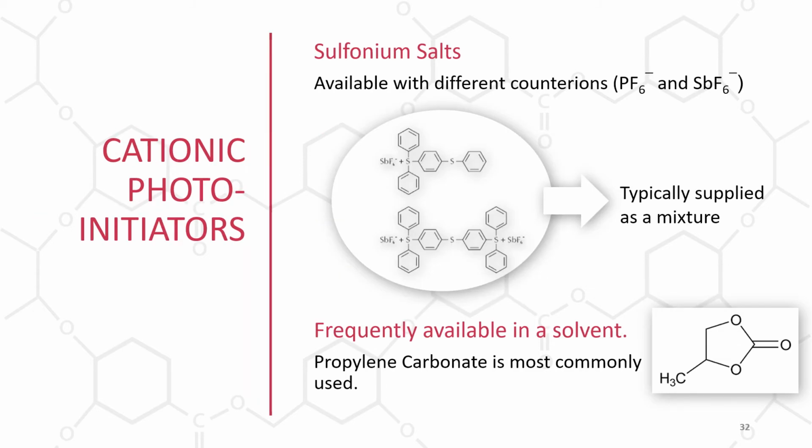Finally, let's take a look at what cationic photoinitiators are most commonly used in cationic curing. Likely the most common photoinitiators are sulfonium salts. These are available with different counter ions, either PF6 or SbF6, and they're typically supplied as a mixture. And you can see here at the center of the slide what we mean by a mixture. So you get basically a monomer or a dimer of the system. Both work well, and both are commonly used. The mixture is commonly used successfully.